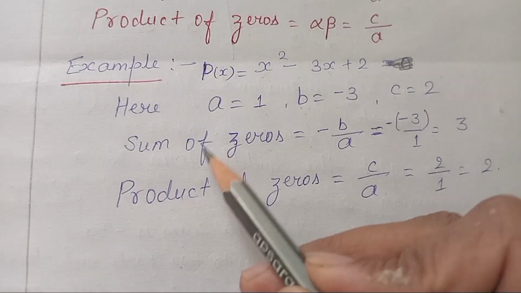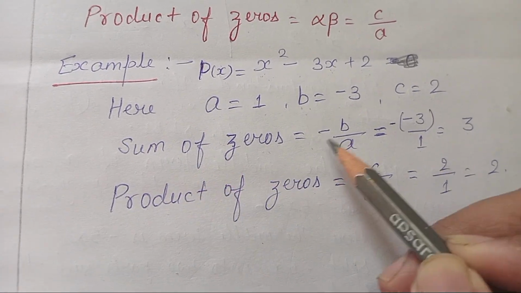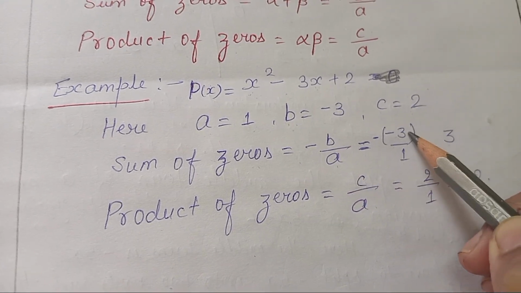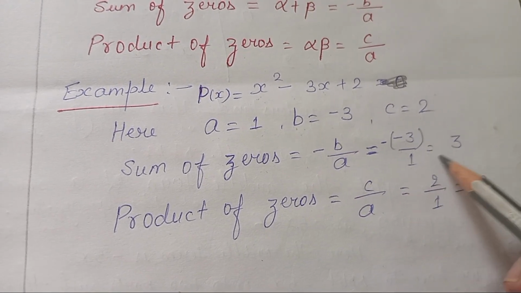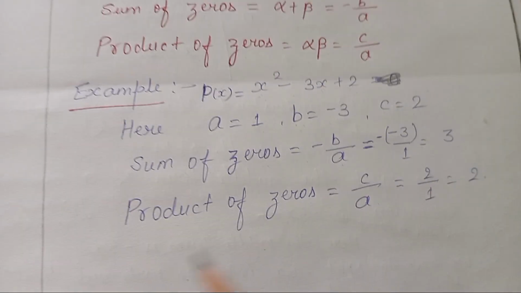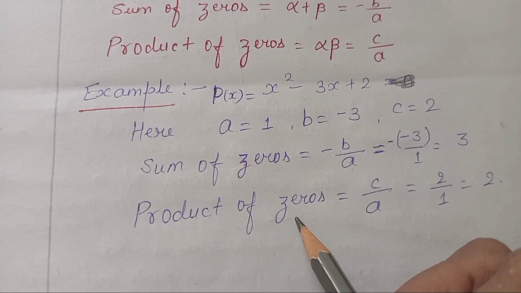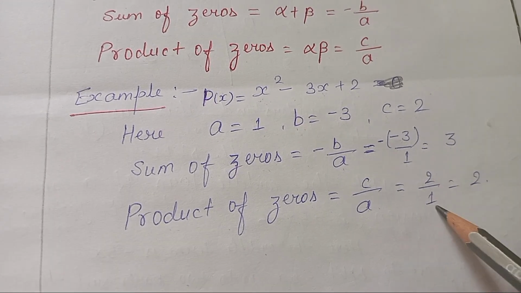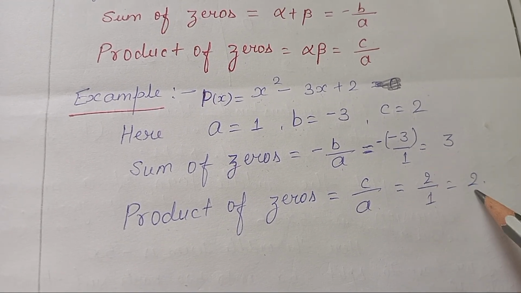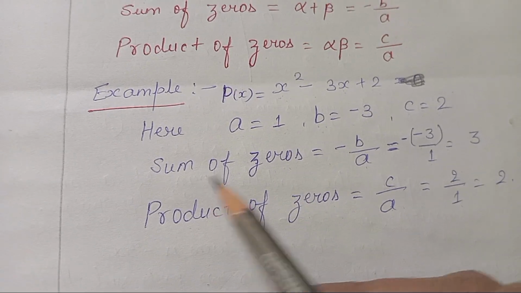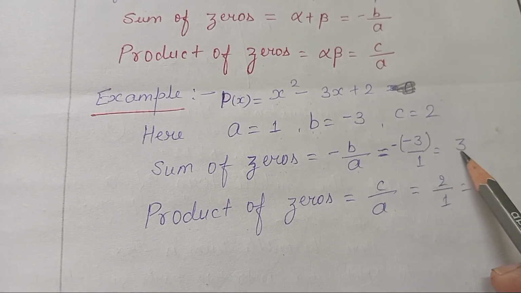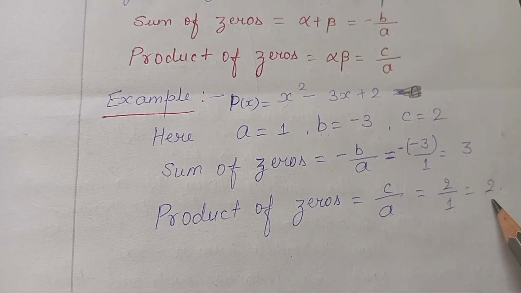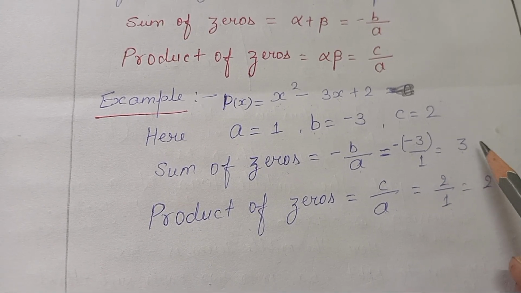2. According to the formula, sum of zeros is equal to minus b upon a. Put the value of b and a, so it's equal to 3. Now, product of the zeros is equal to c upon a. Put the value of c and a, then it's equal to 2. So, sum of zeros is equal to 3 and product of zeros is equal to 2. That's how easily we find them.